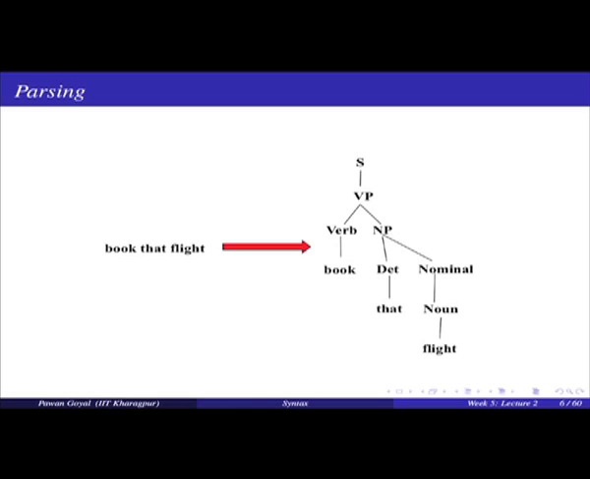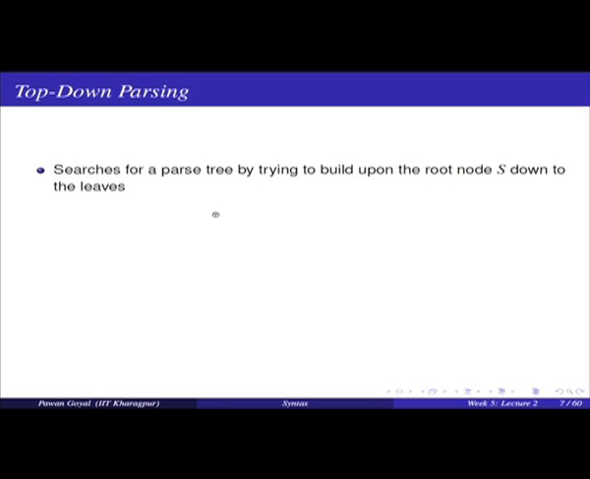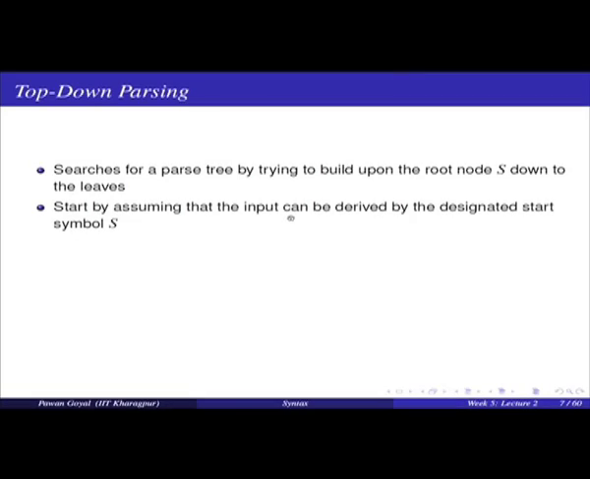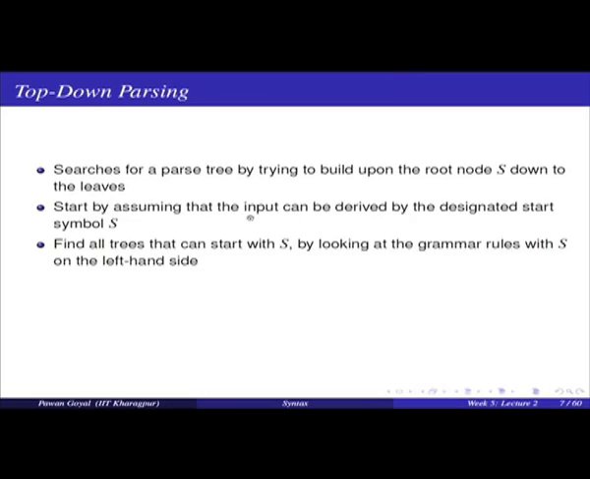So how do I start? I have to start from my start node, the root node in top down, and using my grammar I will see what the different possible rules are that I can apply at this point, and keep on going downwards. So start by assuming that the input can be derived by S, then find the trees that start with S, looking at the rules that have S on the left hand side, because those are all the different things that S can derive.